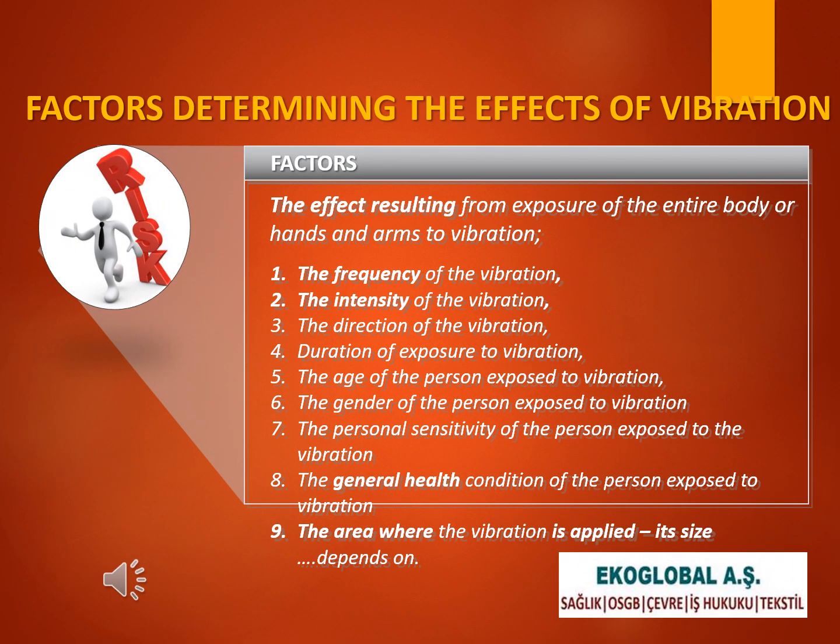Factors determining the effects of vibration. The effect resulting from exposure of the entire body or hands and arms to vibration depends on: the frequency of the vibration, the intensity of the vibration, the direction of the vibration, duration of exposure to vibration, the age of the person exposed, the gender of the person exposed, the personal sensitivity of the person exposed, the general health condition of the person exposed, and the area where the vibration is applied.